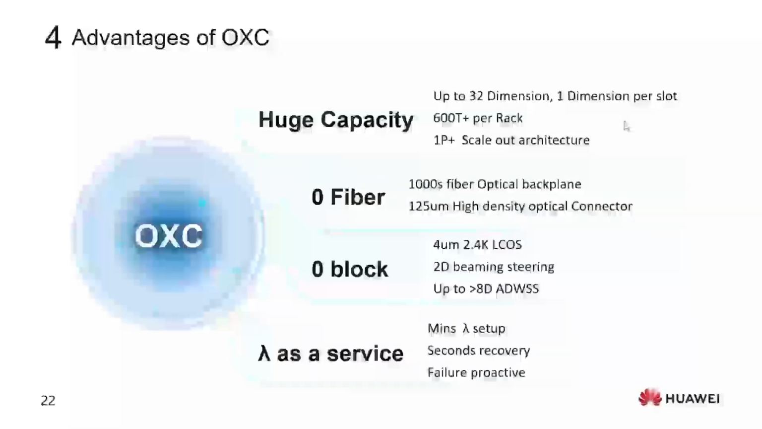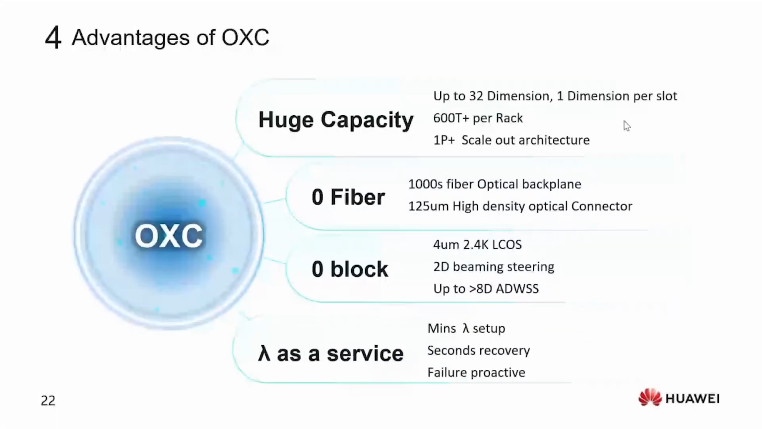So here is some information about the OXC that you can take away. There are four advantages of the OXC. Firstly, huge capacity. With the OXC, we can support up to 32 dimensions, with one card per dimension. The whole capacity for the rack can reach 600 terabit, and the whole architecture can be scaled out to 1 petabit.